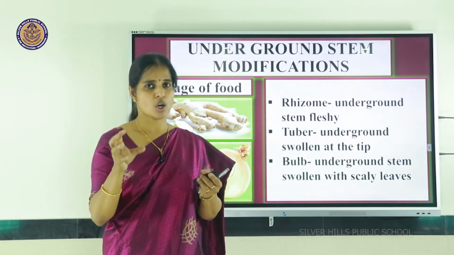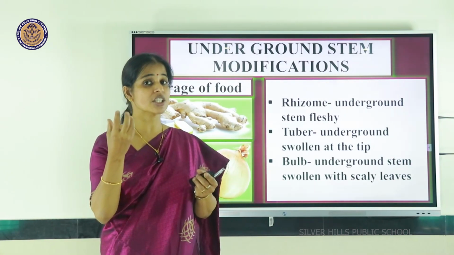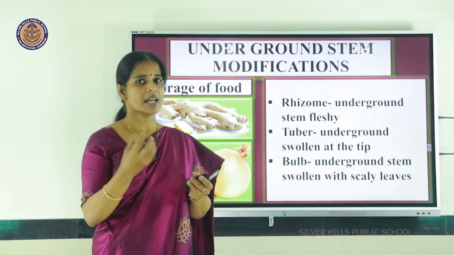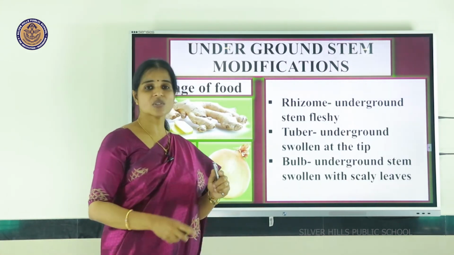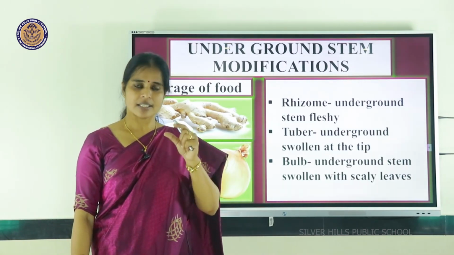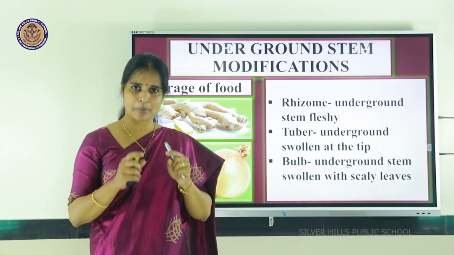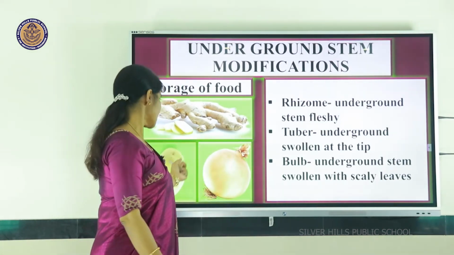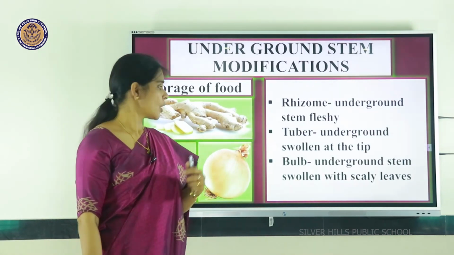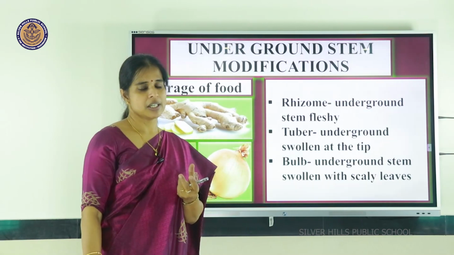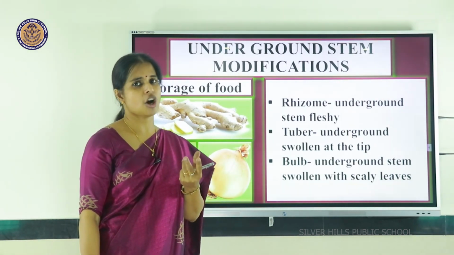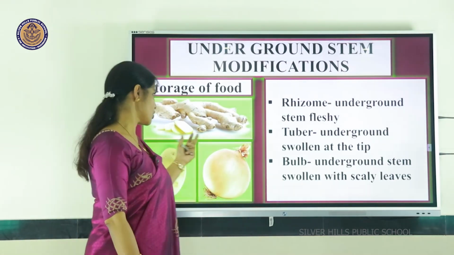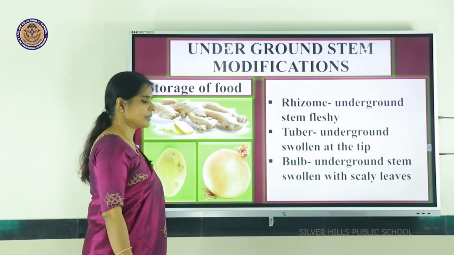Each branch tip will have a swollen portion which is tuber like. Each branch tip is becoming swollen because of the food storage. So, this way the underground stem itself is a modification, and a lot of branches form on it, and each branch tip is an edible part. One example is potato, which normally is in the shape of a tuber. A tuber is swollen, round or oval in shape, which is an underground stem modification.